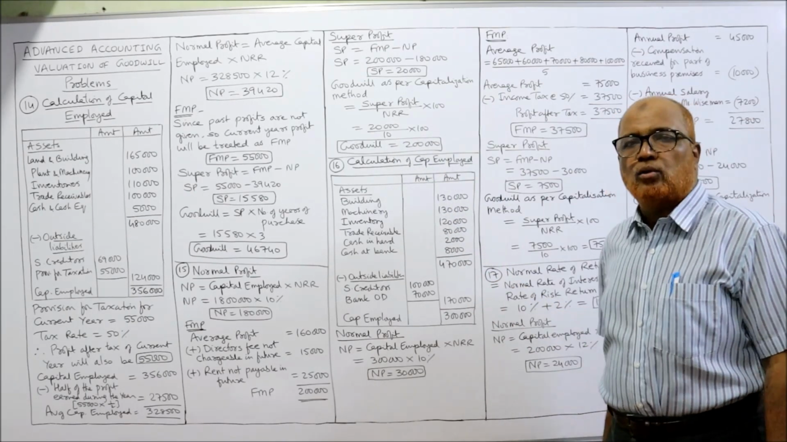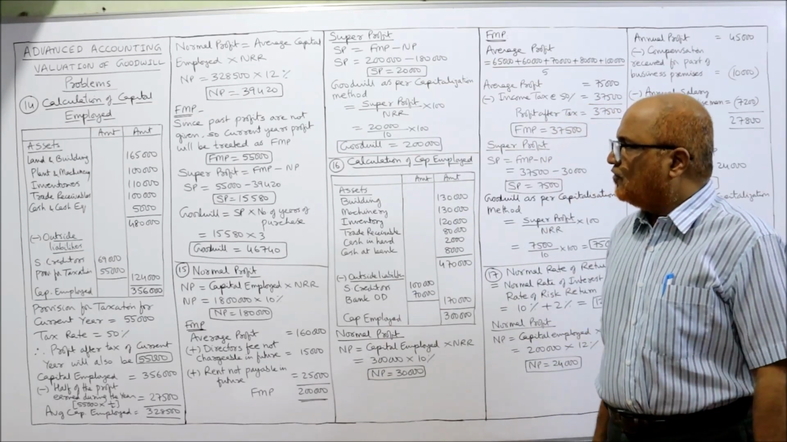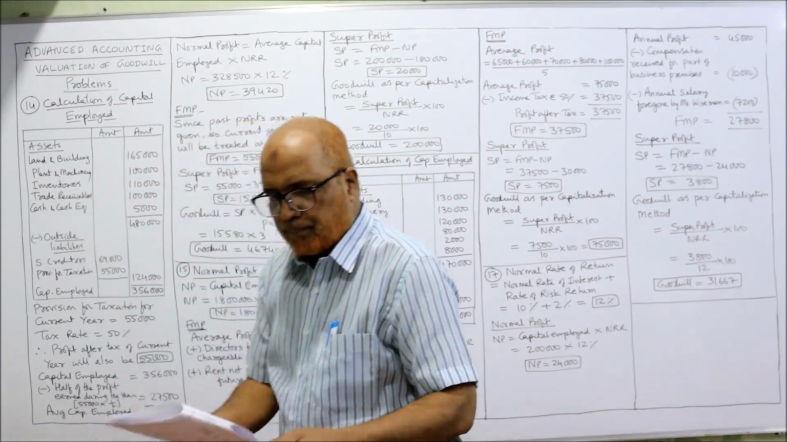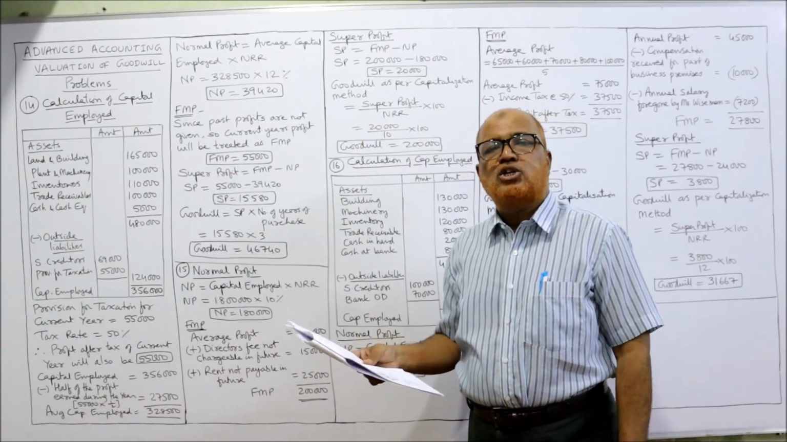You will get 2 lakh rupees as goodwill. That's it. This is the end of problem number 15. Now, 16th problem. Ascertain the value of goodwill according to capitalization method.